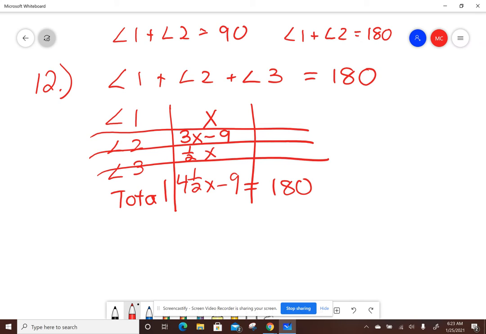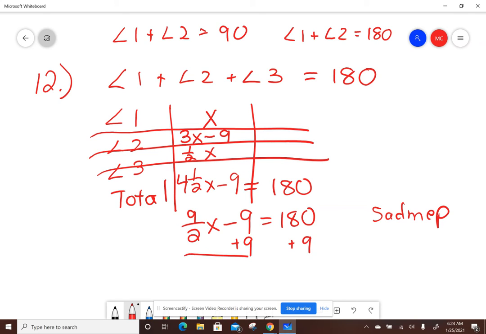So that's my equation. Now, I know I never use mixed numbers in an equation, so I'm going to change this into an improper fraction. So it becomes 9/2 x minus 9 equals 180. I'm going to apply SADMEP. Before I multiply by anything, I'm going to add 9 to both sides. So I get 9/2 x equals 189. Now, I don't want the fraction, so I'm going to multiply both sides by the common denominator, which is 2.